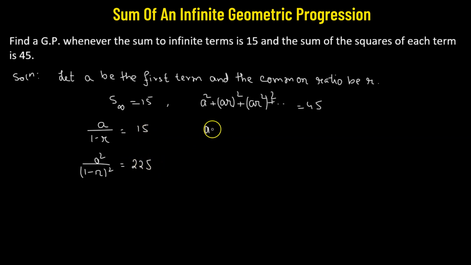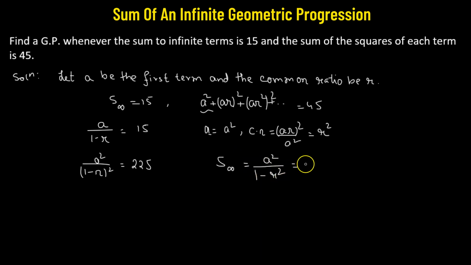Now, here we have a squared, a squared r squared, and so on. So the first term is a squared. Don't get confused with this; I'm only using it for representational purposes. So this is our first term, and the common ratio is (ar) whole squared divided by a squared, which will be equal to r squared. Now the sum of this particular infinite series will be the first term, a squared, divided by 1 minus the common ratio, which is 1 minus r squared. This value is equal to 45. We're going to label the first as equation number 1 and this one as equation number 2.